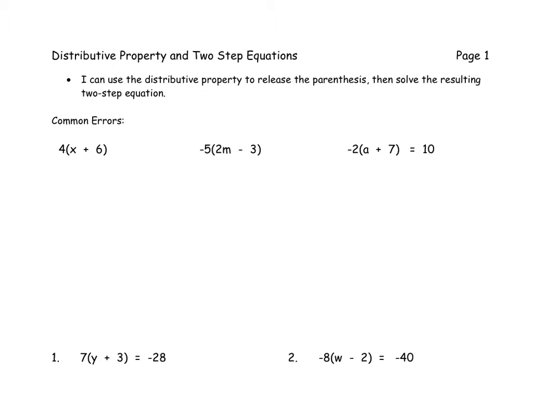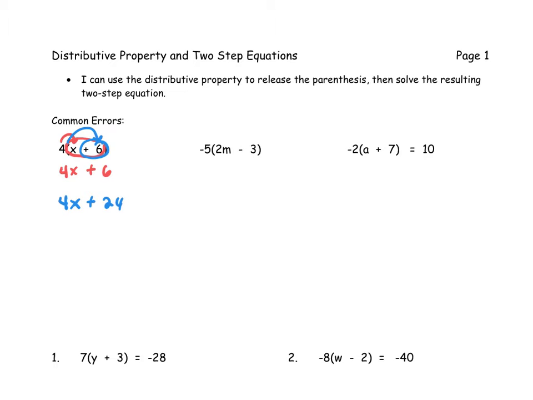One of the most common errors is to just multiply the coefficient, the number on the outside, times the first term inside the parentheses. It is very common for students to drop the second term inside the parentheses. We have to remember that when a coefficient is side by side with the parentheses, it's multiplying everything inside. So the correct answer should be 4x, and then 4 times 6, which is a positive 24. So that is what we should have.